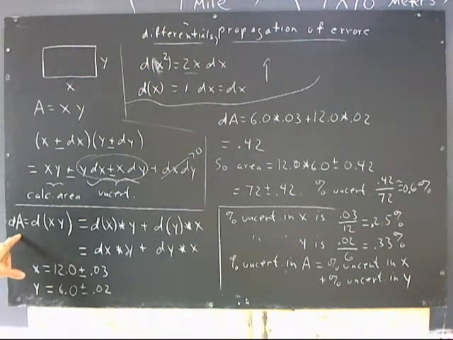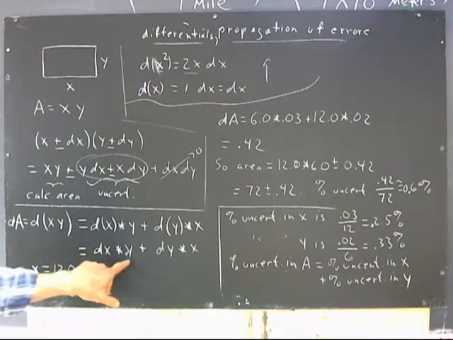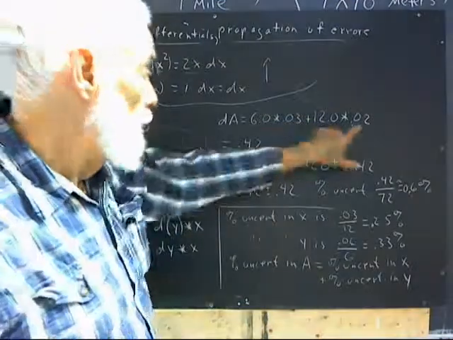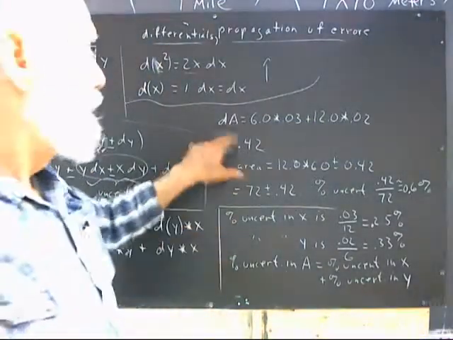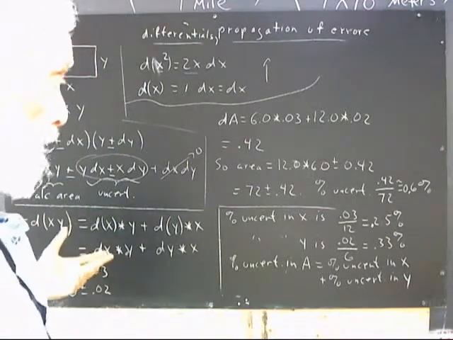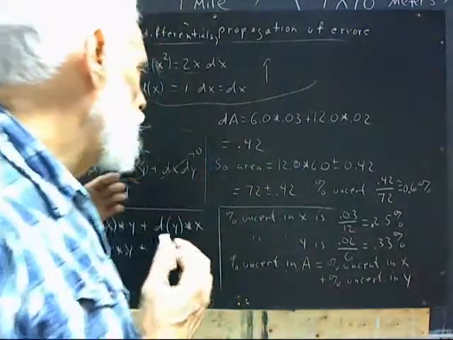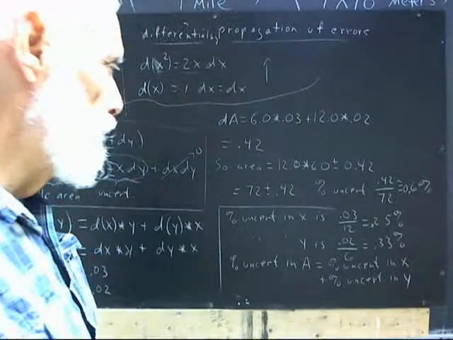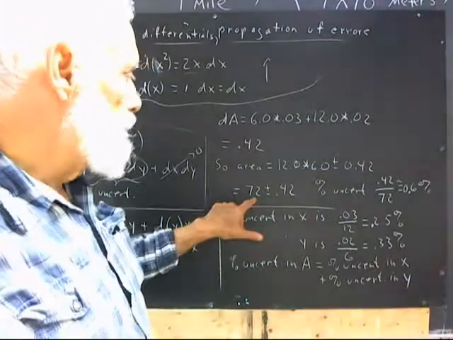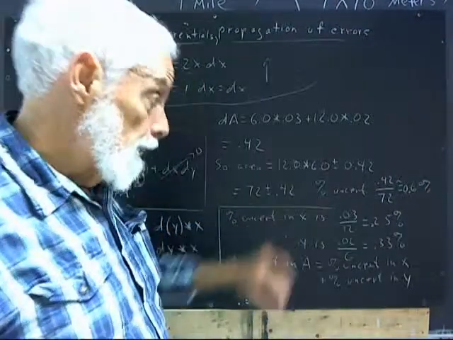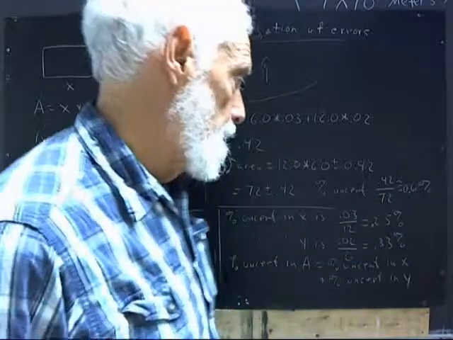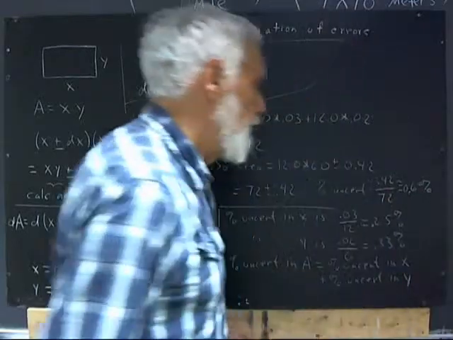Our dA, which is our differential of xy, is dx times y plus dy times x. If we plug the dx and the dy and the x and the y in here, we get dA equals this expression. I'm not going to read it to you. It comes out 0.42. So our area is 12.0 times 6.0, length times width, plus or minus the uncertainty, which is 0.42, and that comes out 72 plus or minus 0.42. The percent uncertainty, therefore, is 0.42 over 72, which is approximately 0.6%.